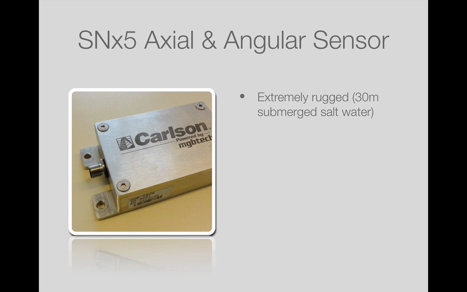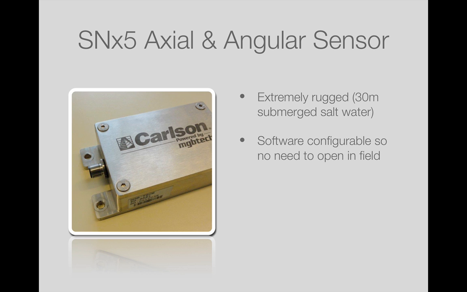Another item that we use is the SNX5 axial and angular sensor. This unit is a single unit that can be configured for pitch and roll or angularity. So we can use this on a dozer, for example, or enable the angularity and use this on a boom, stick, and bucket for angularity, like on an excavator, dredging application, or a shovel for a mining application.